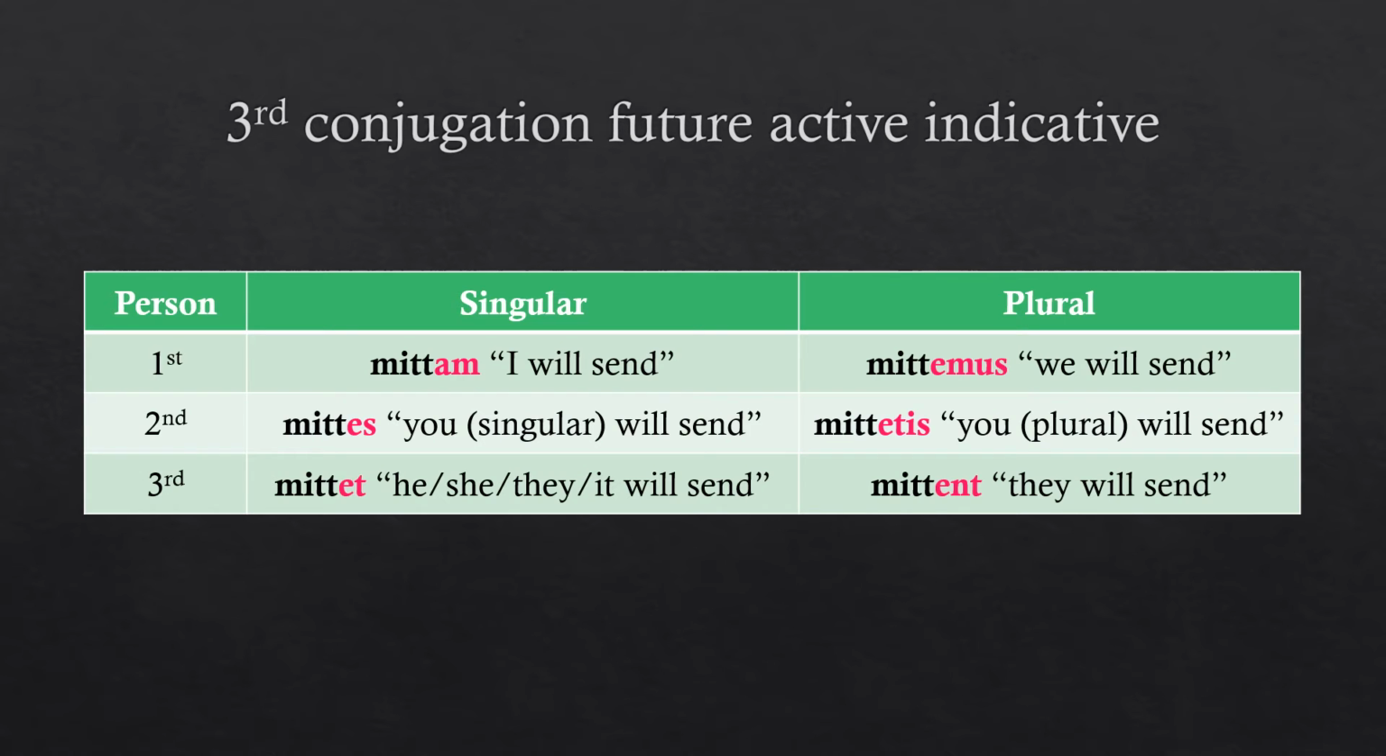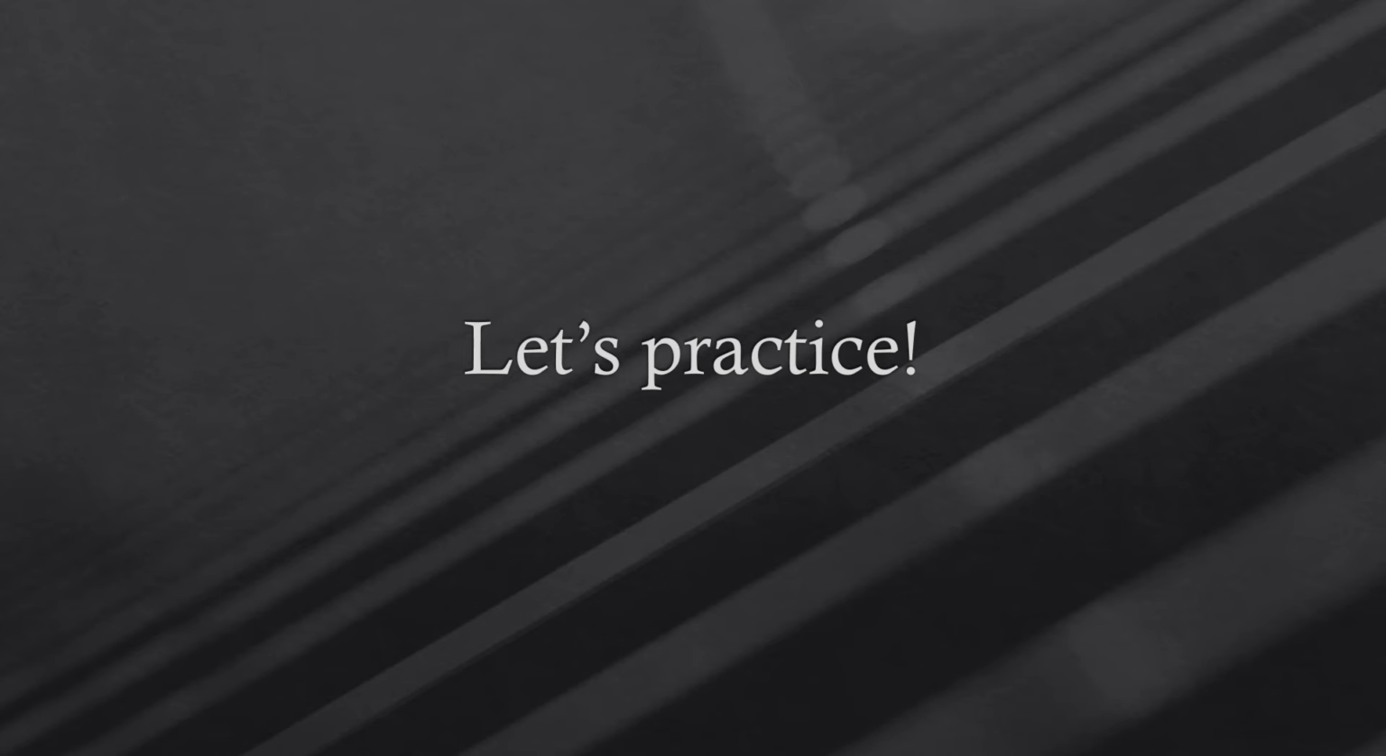Say the forms with me: mittam, mittes, mittet, mittemus, mittetis, mittent. Again, mittam, mittes, mittet, mittemus, mittetis, mittent. Now let's practice conjugating third conjugation future active indicative verbs.